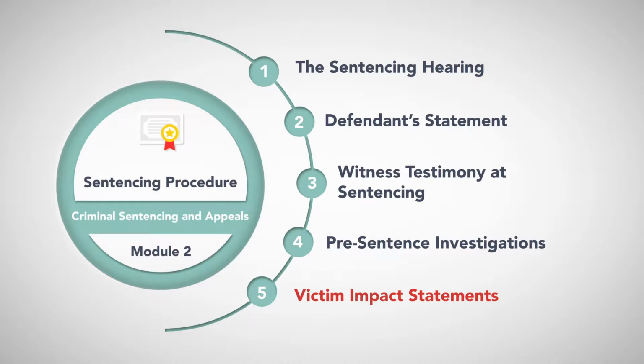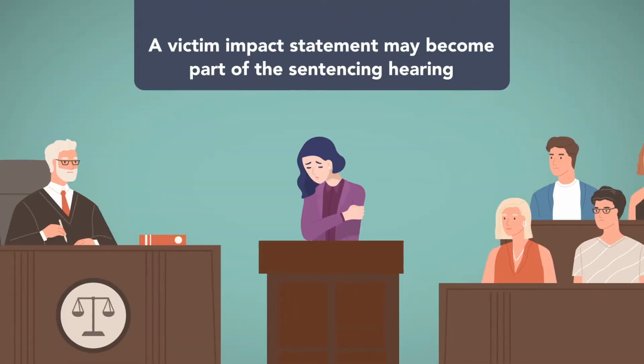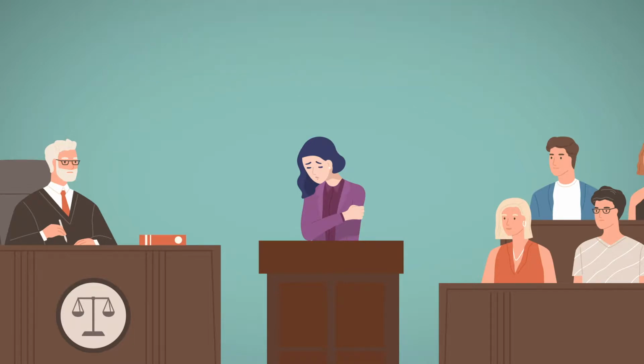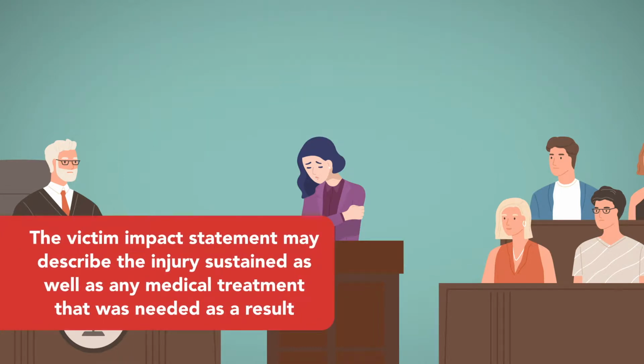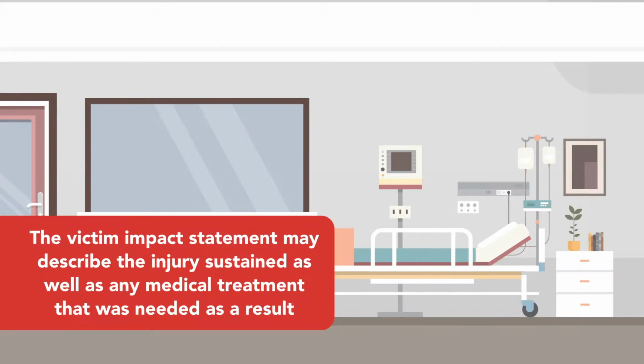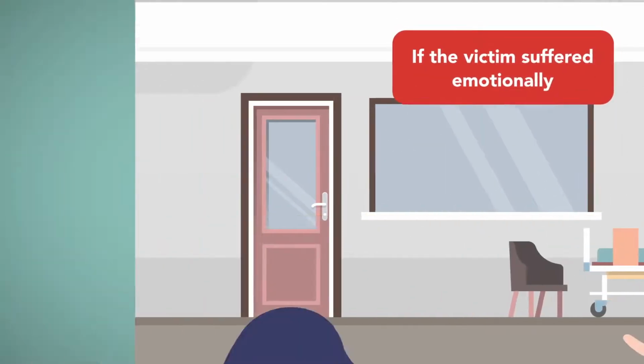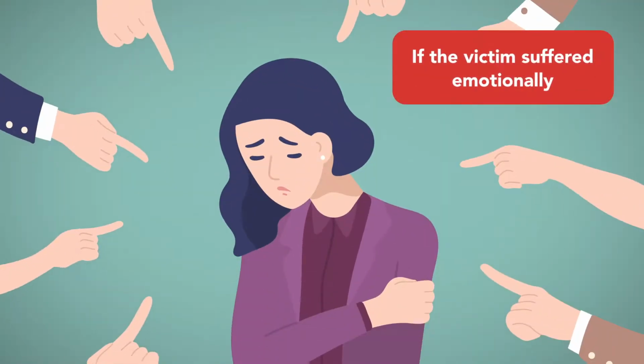Where there is an identified victim of the crime, a victim impact statement may become part of the sentencing hearing. Victim impact statements are where victims, in their own words, discuss how their lives have been affected by the crime. If a victim suffered injury, the victim impact statement may describe the injury sustained as well as any medical treatment that was needed as a result. If the victim suffered emotionally as a result of the crime, that aspect should be included as well.